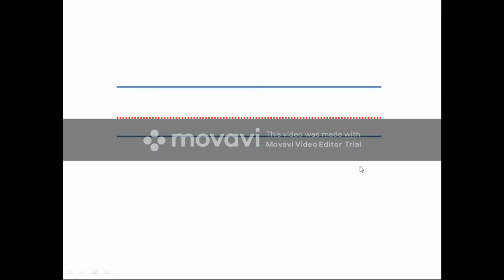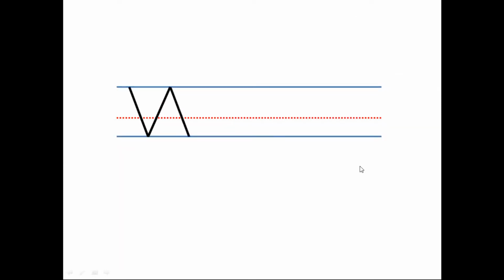Now, let's learn how you can write letter W. We have three lines: top line, middle line, bottom line. We'll write letter W from the top. Do a diagonal line from the top to the bottom. Again, from the bottom to the top. Another diagonal line from the top to the bottom. Also from the bottom to the top.